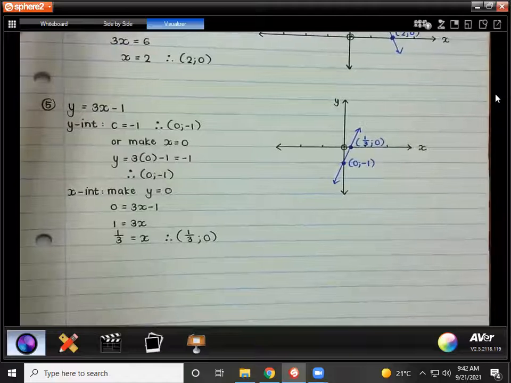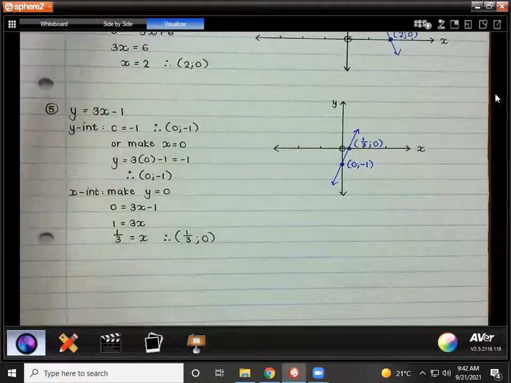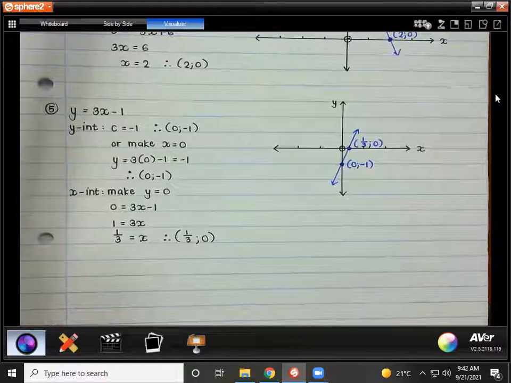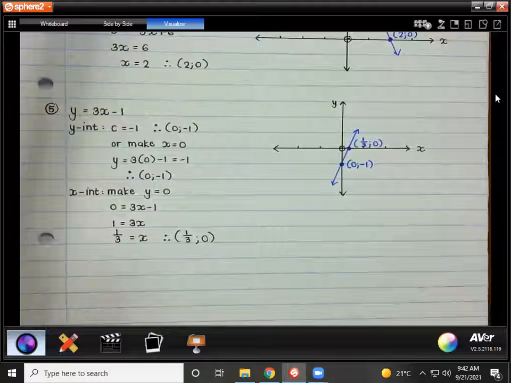Right, there is number 5. Y equals 3x minus 1. So y-intercept, again, the number, the constant term in that equation is -1. And then for your x-intercept, you have to make y equal to 0, and then you solve for x. And in this case, we got a third.